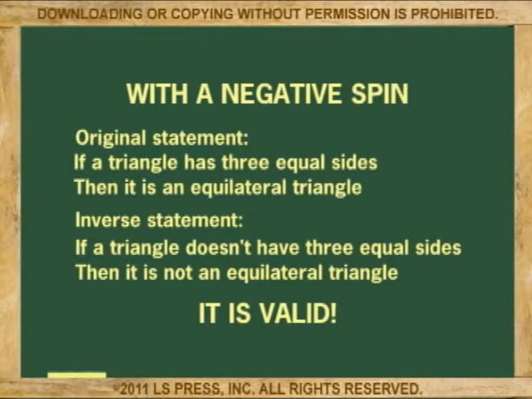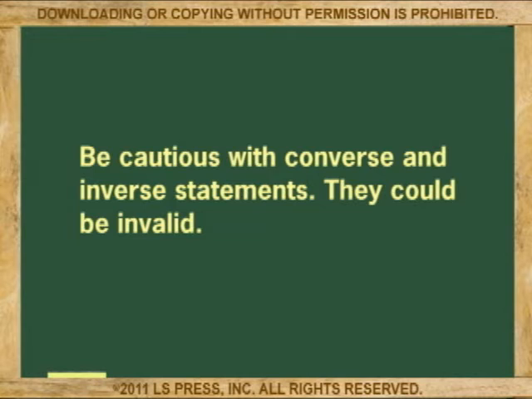Now, using the triangle statement, the inverse is valid. The original statement said, if a triangle has 3 equal sides, then it is an equilateral triangle. Turning it into a negative, we would say, if a triangle doesn't have 3 equal sides, then it is not an equilateral triangle. What this shows is that we must be careful in both the converse and inverse statements, because they may or may not be valid.